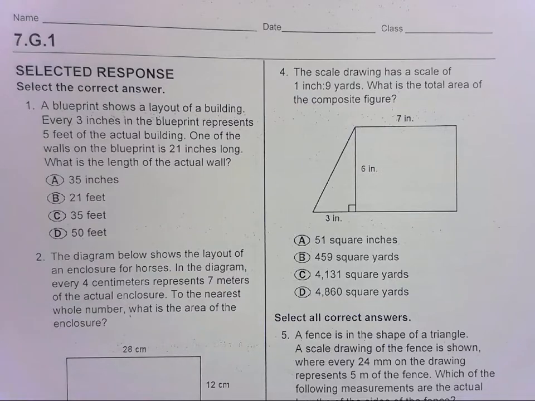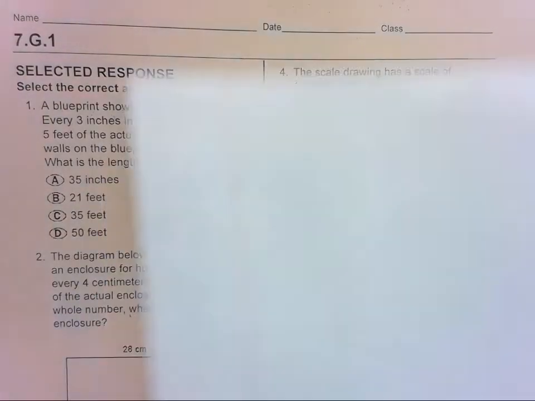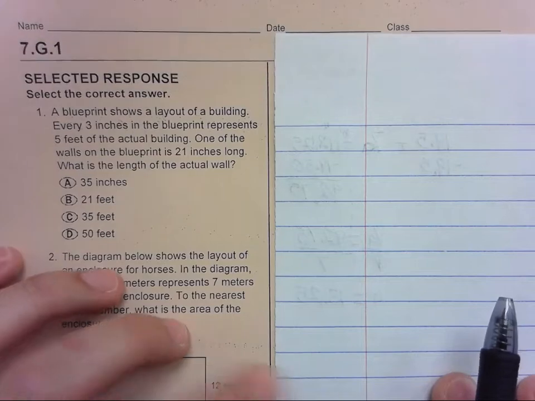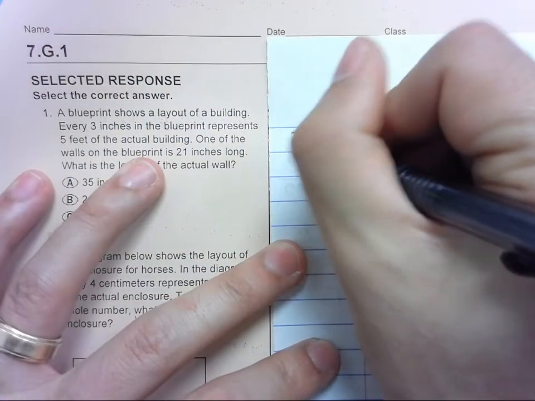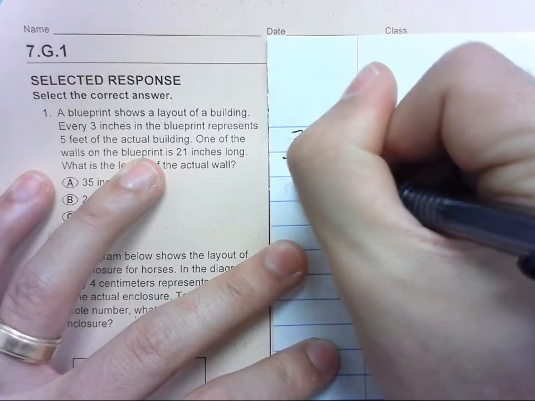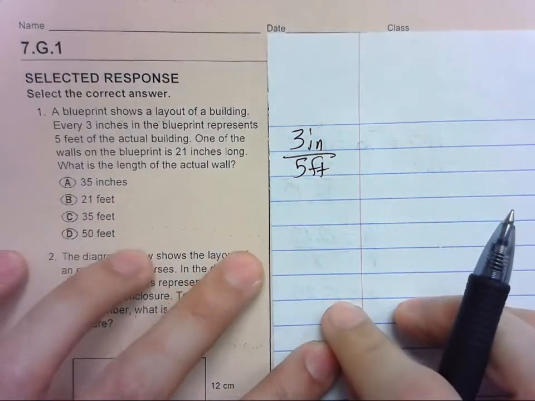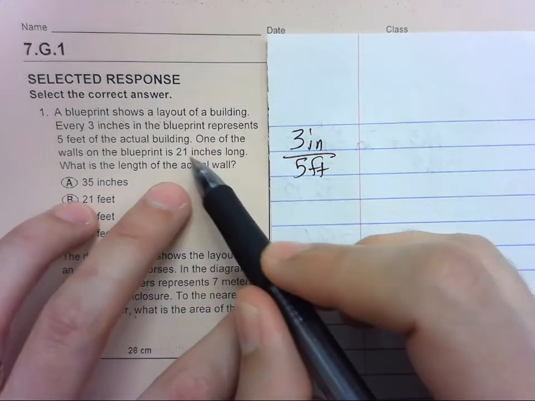7G.1. A blueprint shows a layout of a building. Every 3 inches represents 5 feet. So 3 inches represents 5 feet. One of the walls in the blueprint is 21 inches long.